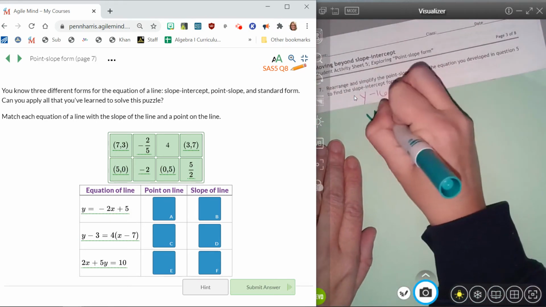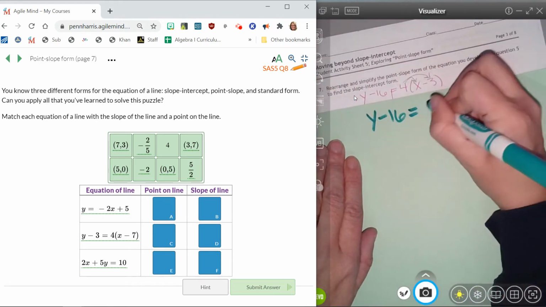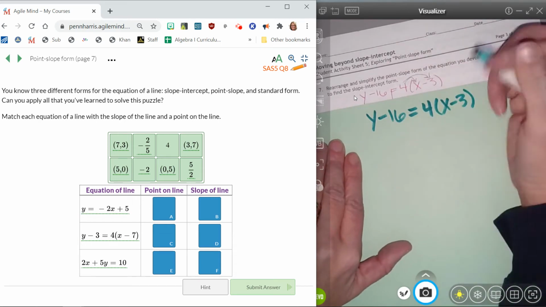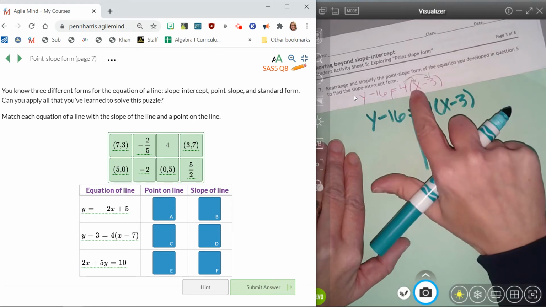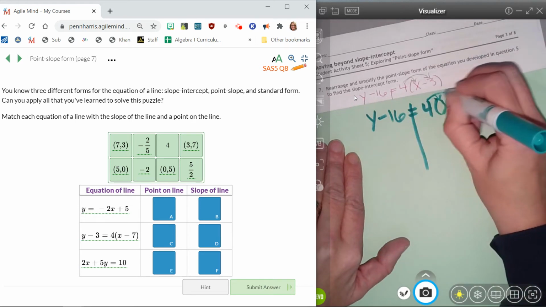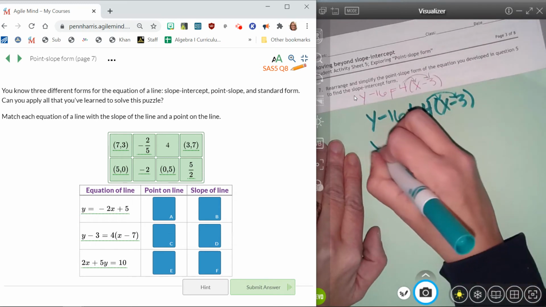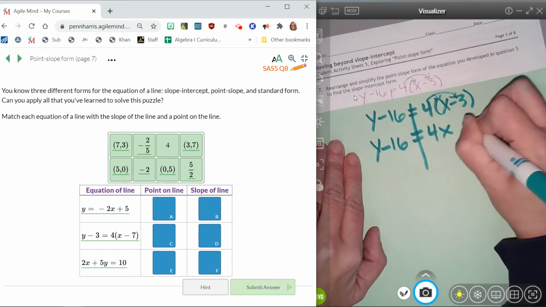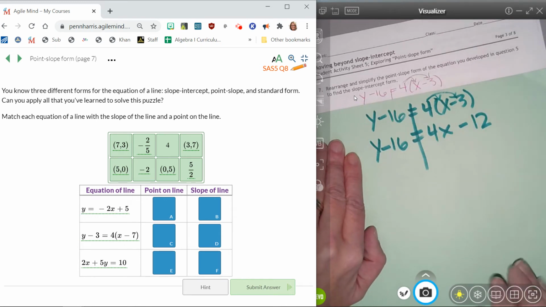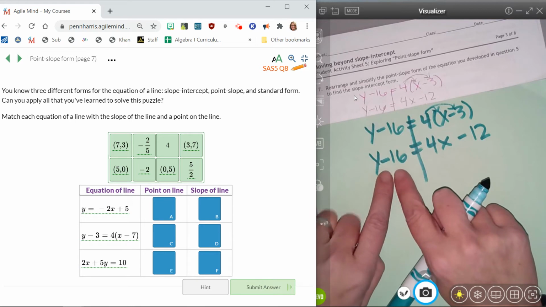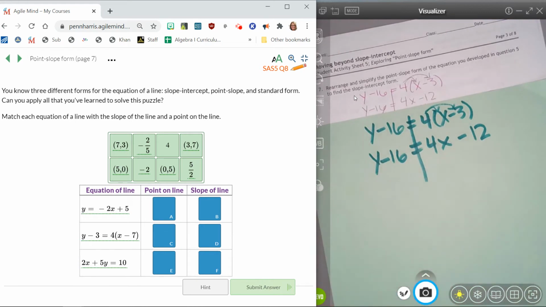We have y minus 16 equals 4 times x minus 3. So the first thing that I'm telling you guys to do right here is to distribute. So distribute the 4 into your parentheses, and I get y minus 16 equals 4x minus 12. Okay? The next thing that we need to do is to get this y by itself, get rid of that minus 16.